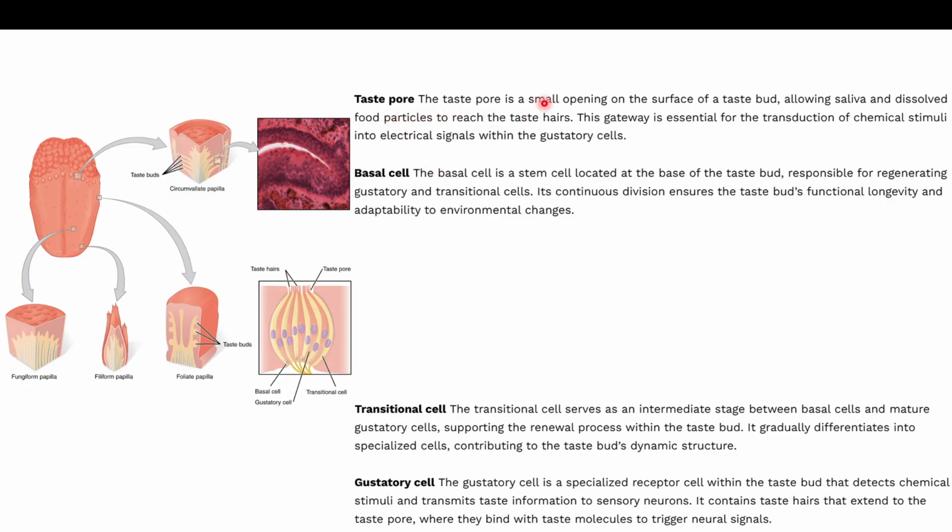Now, the taste pore is a small opening, this one here, on the surface of a taste bud, allowing saliva and dissolved food particles to reach the taste hairs. This gateway is essential for the transduction of chemical stimuli into electrical signals within the gustatory cells. And the basal cell is there, this one is the stem cell located at the base of the taste bud. This is the complete taste bud, okay? And at the base are basal cells, which are stem cells, which can regenerate gustatory and transitional cells. Its continuous division ensures the taste bud's functional longevity and adaptability to environmental changes.